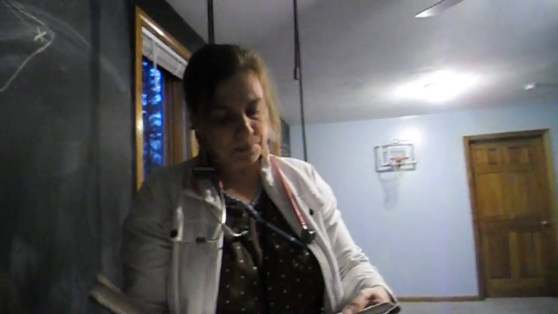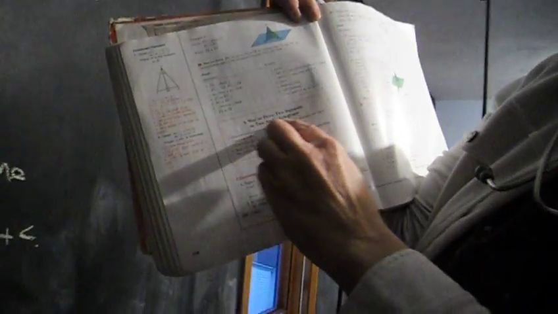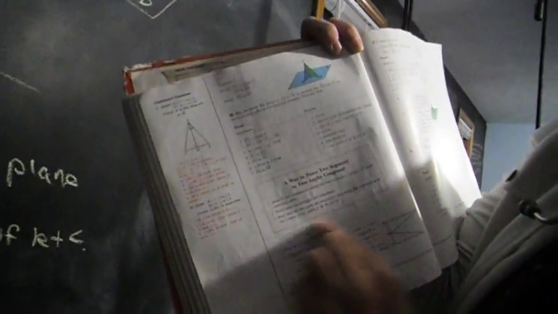Okay, so keyword today is weak controller. On page 118, there's a section called a way to prove two segments or two angles congruent. I want you to put that in your notebook.